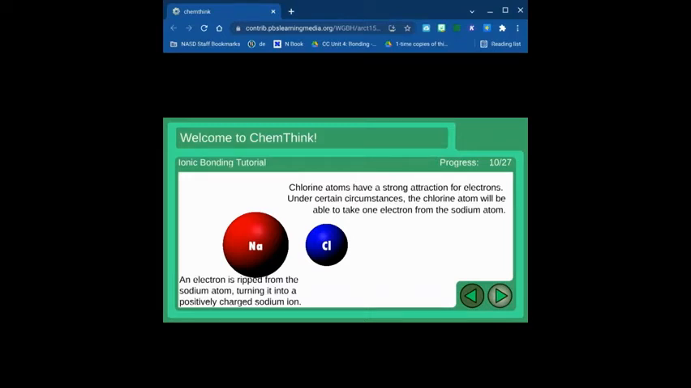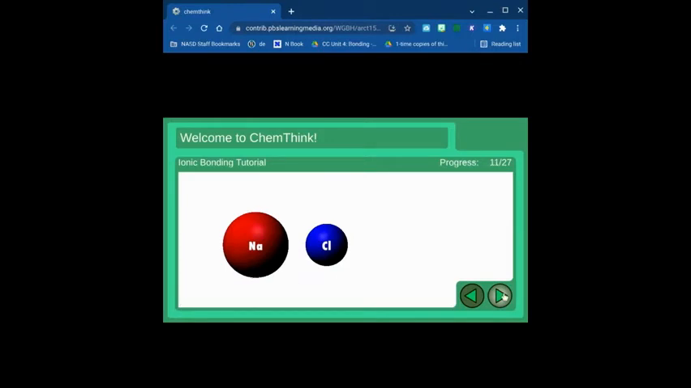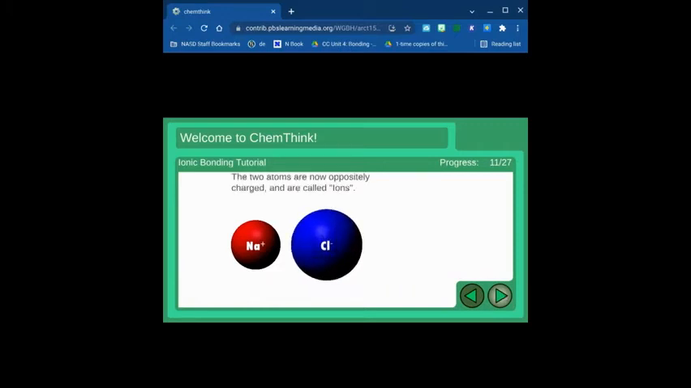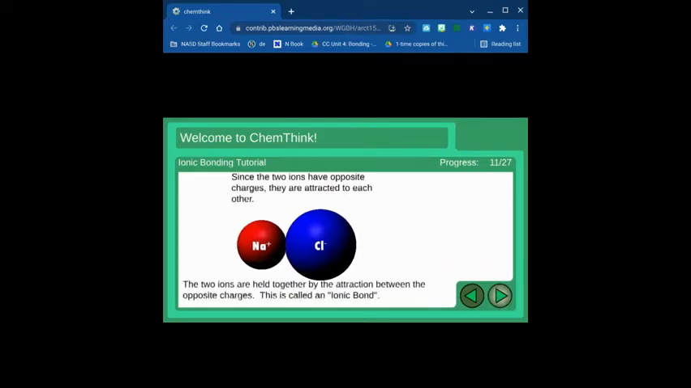Answer your next question. The chlorine atom gains the electron and becomes a negatively charged ion called chloride. Answer your next question. The two atoms are now oppositely charged and are called ions. Since two ions have opposite charges, they are attracted to each other. Two ions are held together by the attraction between the opposite charges. This is called an ionic bond. Answer your next question.